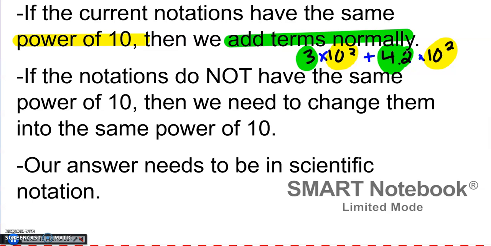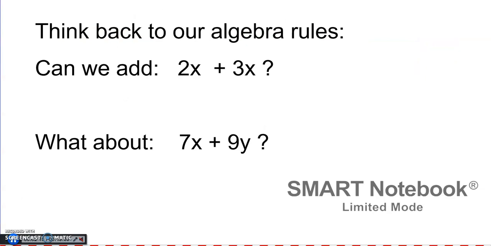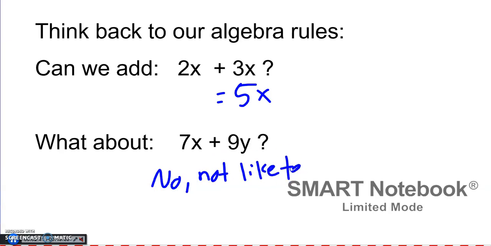So let's go through some examples real quick. Let's just think back to our algebra rules. Can we add 2x and 3x? Yeah, definitely, right? Because they have the same variable. So we get 5x. It's like saying 2 times x plus 3 times x, right? But what about 7x plus 9y? Can we add them? No, we can't, because they're not like terms. It's 7 times x plus 9 times y. So we would just say, hey, no, they're not like terms. We can't add these, or we couldn't subtract them if there was a subtraction sign there.